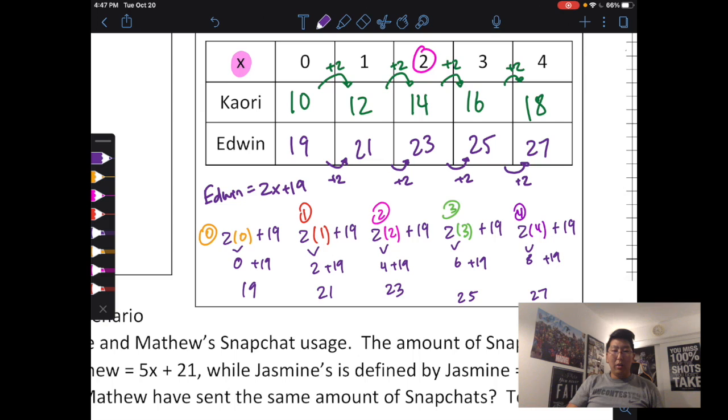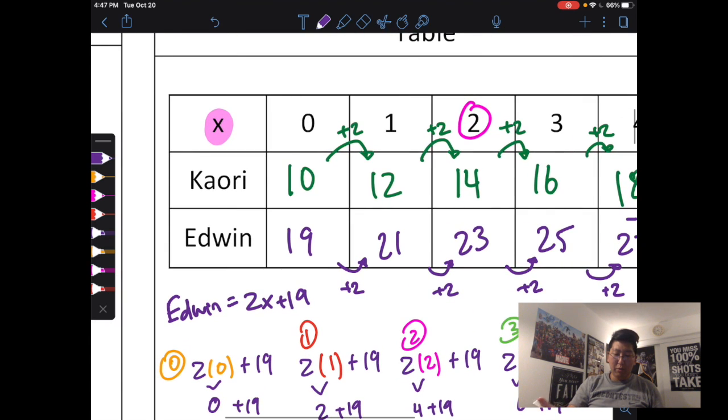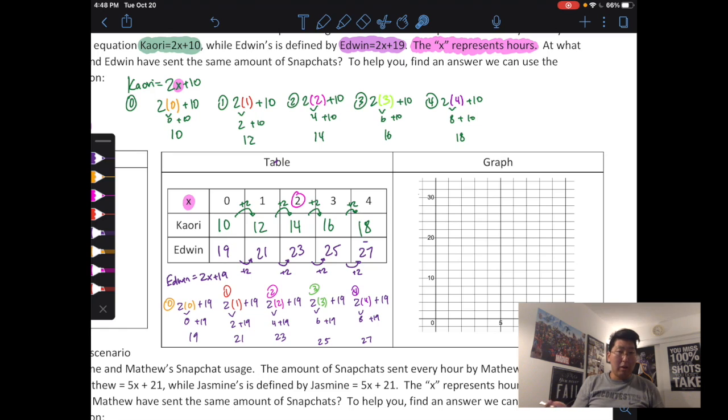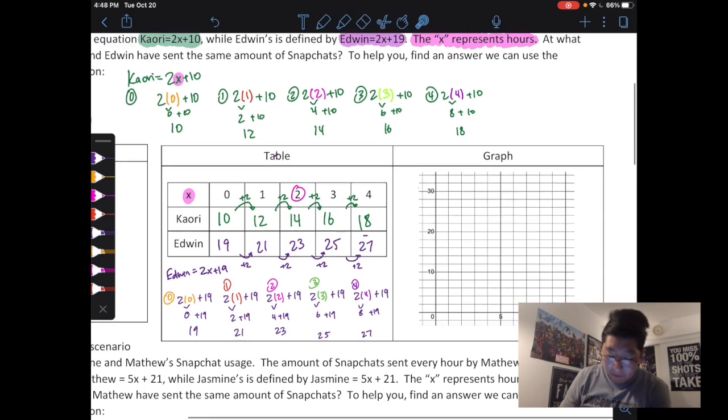Now, the question is, when are they going to send the same amount of Snapchats? And honestly, the answer here, you might be able to recognize, is they start with different amounts, but they're growing the same. They're growing the same. Okay? So hopefully you recognize that they're never going to send the same amount of Snapchats together, but it's okay if you don't. Alright? And we'll go ahead and graph this.